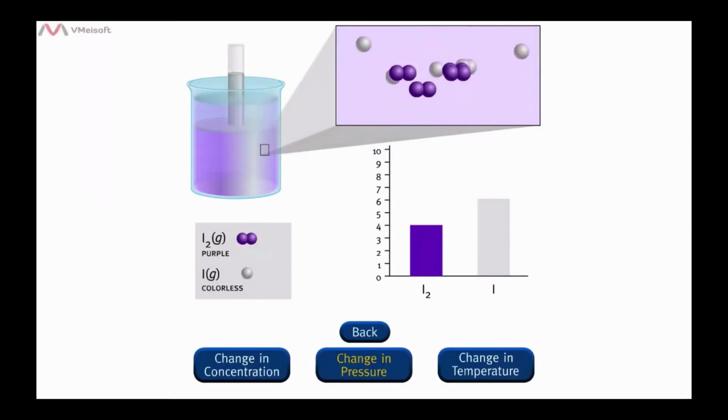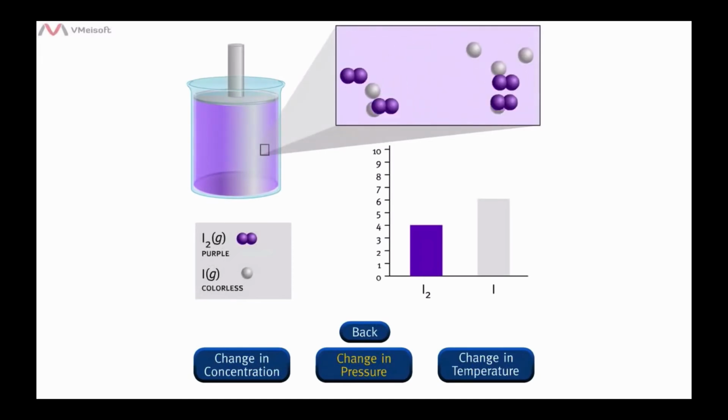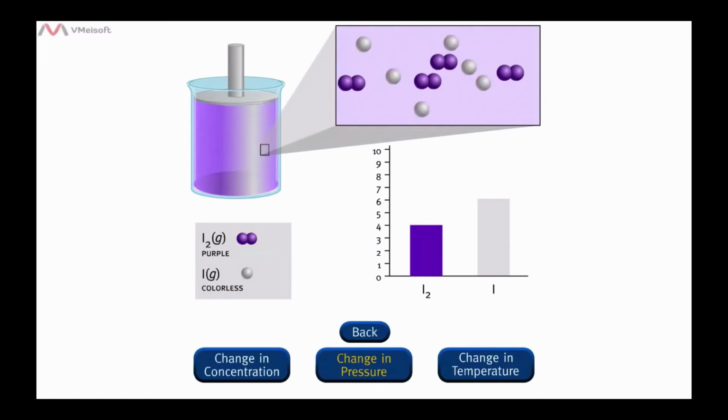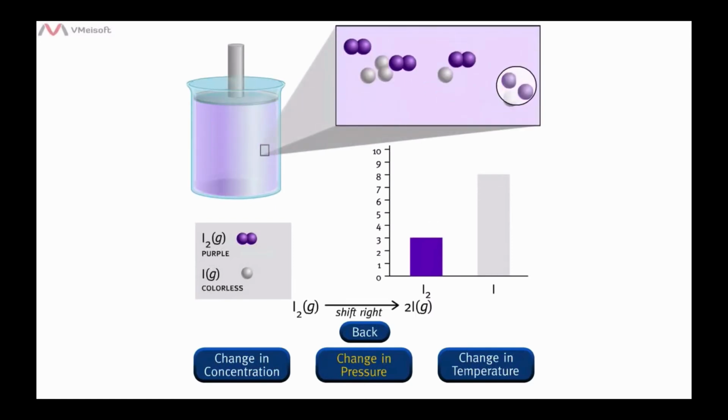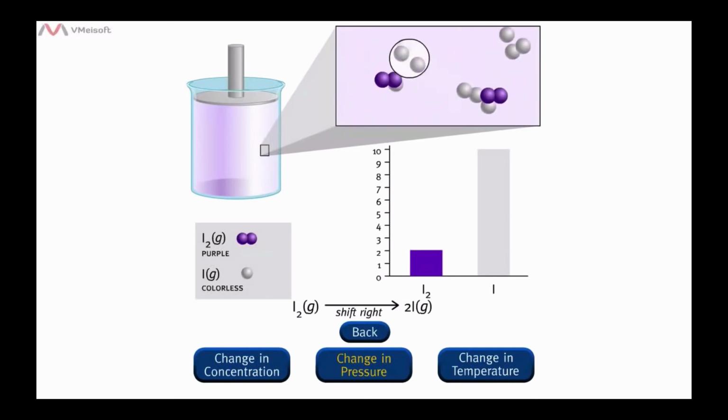You have decreased the pressure by increasing the volume of the container. Le Chatelier's principle states that this stress will be partially offset. The system can partially offset this stress by increasing the moles of gas. Pressure is directly proportional to the moles of gas. Because of the 2-to-1 mole ratio in the balanced equation, more moles of gas can be produced if the system shifts to the right, producing more iodine atoms, as you can see in the microscopic view. As more iodine atoms, which is a colorless gas, are produced, the color of the equilibrium mixture lightens, as you can see in the macroscopic view.